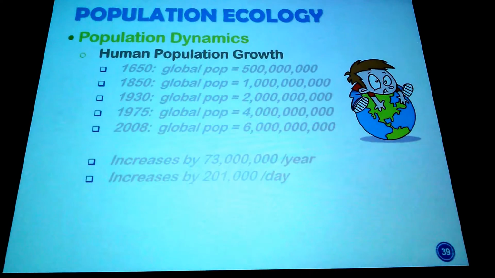Human population growth. You don't need to know this, just stuff to help keep you up at night. In 1650, the global population was 500 million. In 1850, 200 years later, the global population doubled to 1 billion. In 1930, 80 years later, about half the time, the population doubled again to 2 billion. In 1975, the global population doubled again in about 45 years, again about half the time.